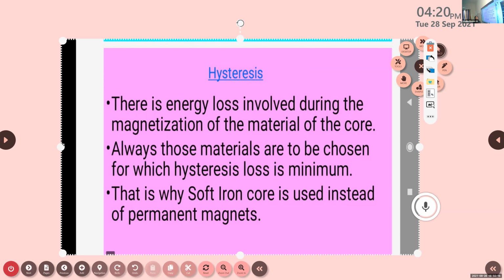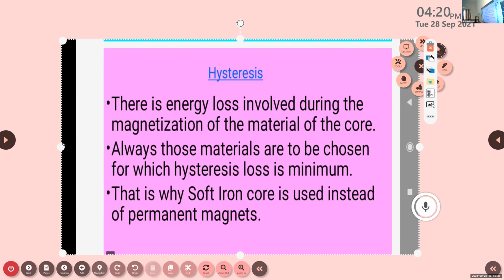And actually, hysteresis loss occurs mainly due to the forward and backward flow of current. Whenever there is back and forth flow of current, magnetization and demagnetization of the permanent magnets takes place.